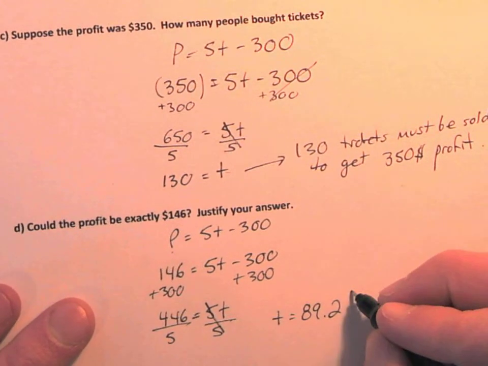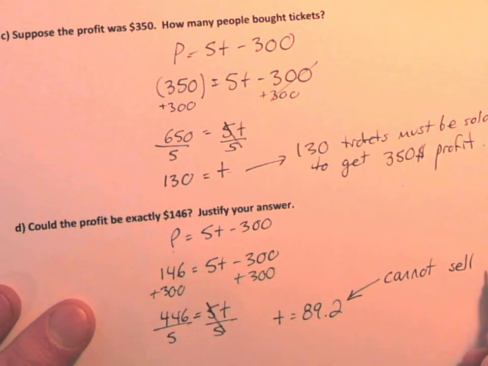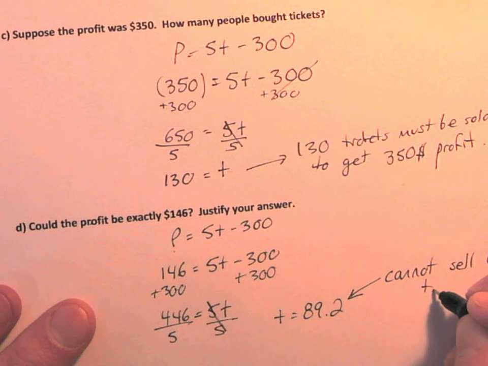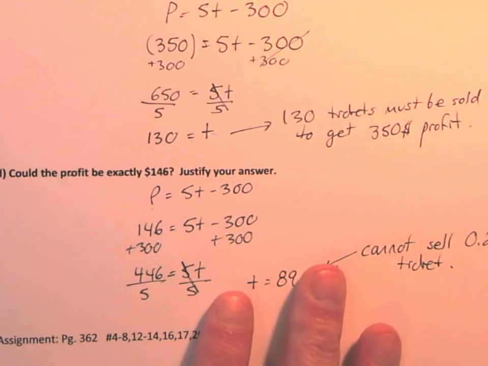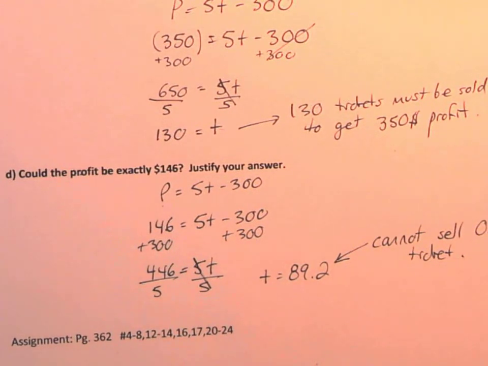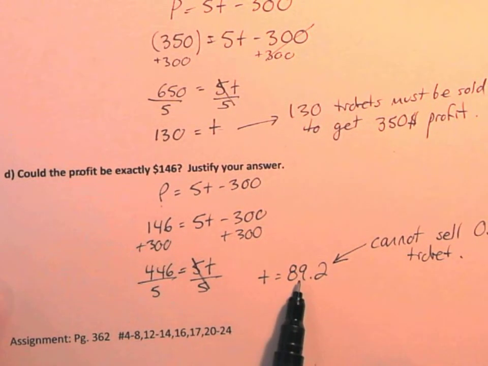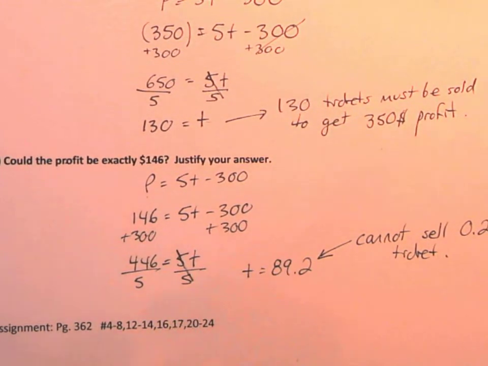Okay? But I cannot sell 0.2 of a ticket. So you can't actually get exactly that much money. You could get more than that money. You could get $150 by doing 90 tickets, but we can't get exactly 146 because you can't say here's 0.2 of a ticket for that $1. Okay, thank you.